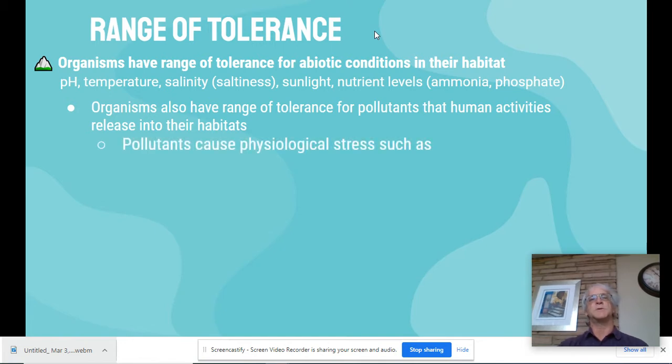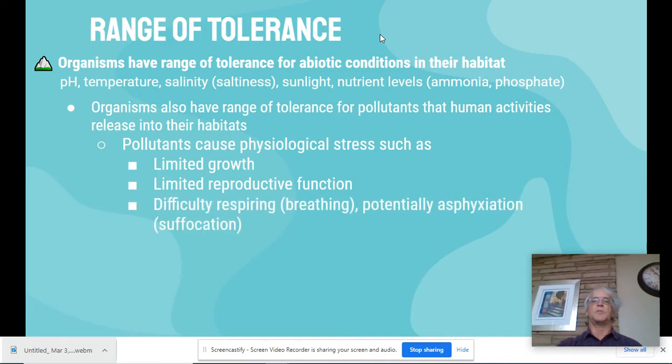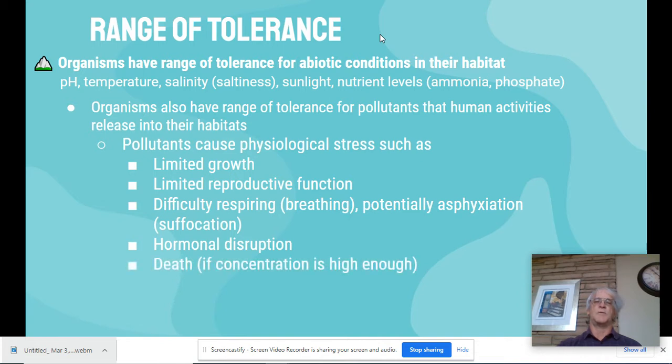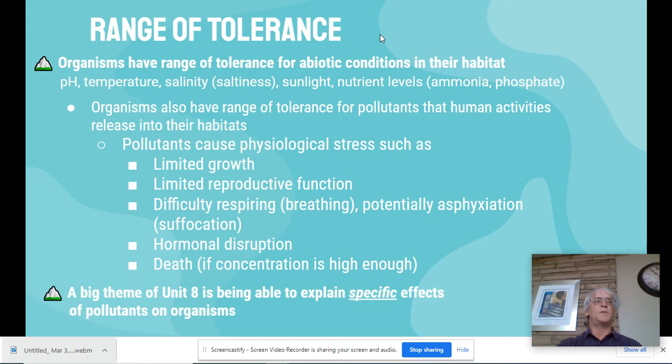For example, pollutants cause physiological stress such as limited growth, limited reproductive function, difficult breathing or possibly suffocating, hormonal disruption, death if the concentration is too high. A big theme of Unit 8 is being able to explain specific effects of specific pollutants, hopefully on specific organisms.